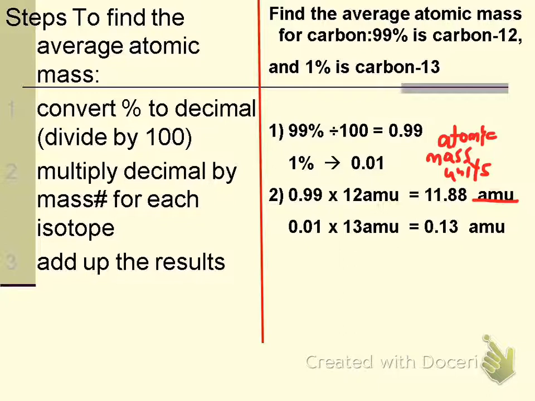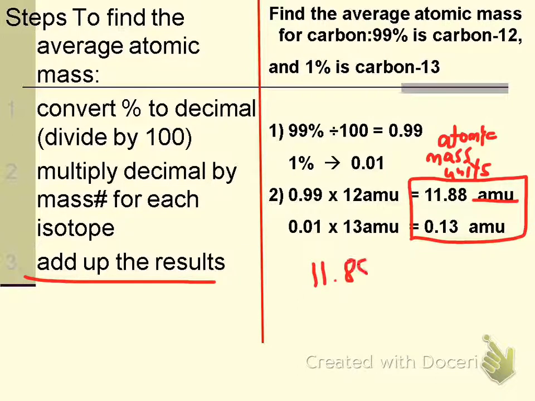Okay. What do you see as the last step here? Step 3. Add up the results. And so all we're going to do is take both of our answers, which is 11.88 and 0.13, and add them together. And that's our final step. Once we do this, we should get 12.01 atomic mass units, AMU. Okay? And this is the average. Was this average close to 12 as we expected? Yes, it's almost exactly 12.